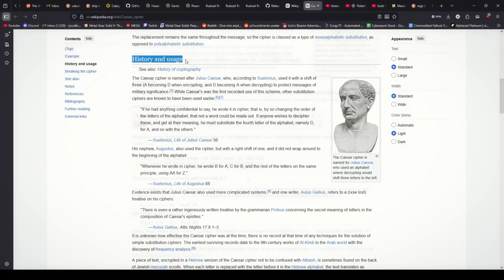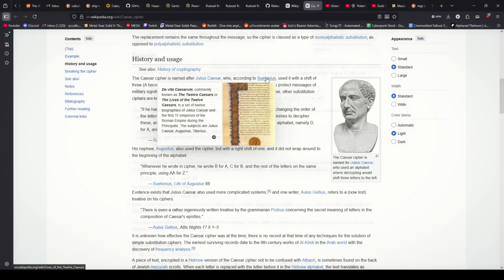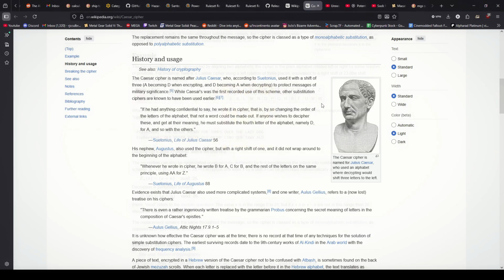History and usage. The Caesar cipher is named after Julius Caesar, who, according to Suetonius, used it with a shift of 3, A becoming D, D becoming A, to protect messages of military significance. While Caesar's was the first recorded use of this scheme, other substitution ciphers are known to have been used earlier.